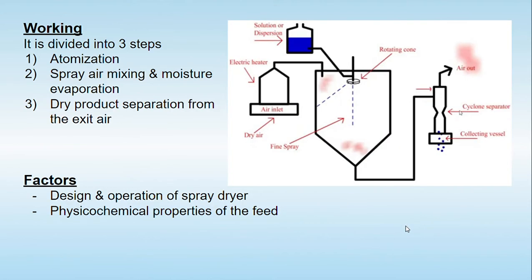Now if I want to understand the basics of how the work is done, the work is divided into three parts. The first one is atomization. The second part is spray air mixing and moisture evaporation. And the third important step is called dry product removal from the exhaust. So this slide also shows the same thing.